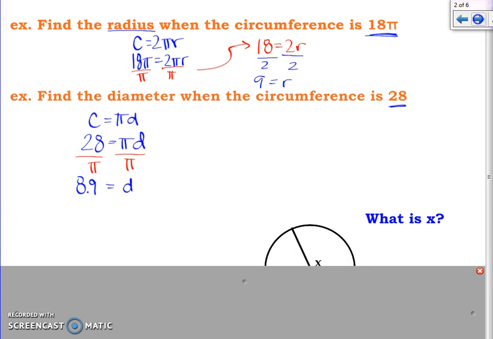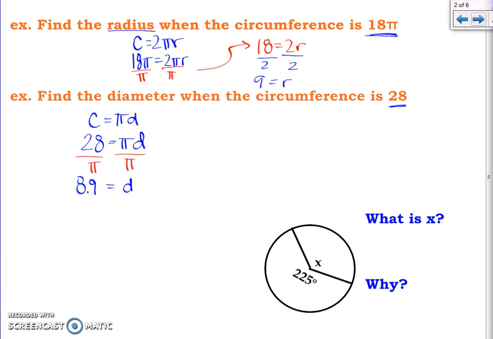Before we go on to talk about arc length, what would this x value be? 360 minus 225. It would be 135 because all we're doing is taking the whole circle minus whatever degrees are here. So that's just a reminder before we jump into arc length. Circumference finds all the way around the circle. Arc length just finds part of that circumference, so just an arc.